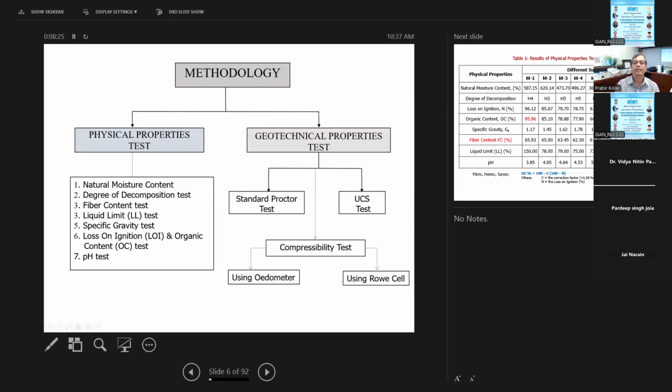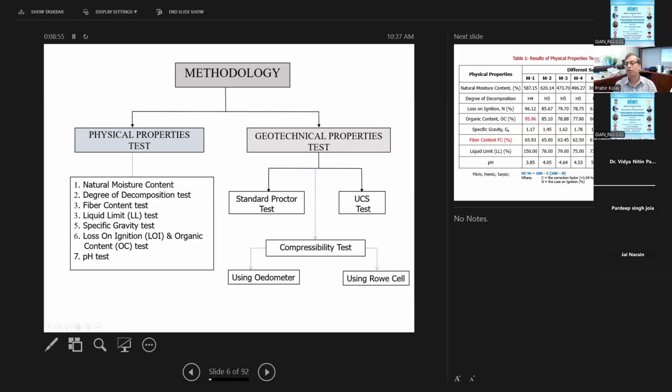Basically, physical tests and geotechnical property tests were conducted. Natural moisture content, and here it is a little different from normal soil: one is the degree of decomposition test and the other is the fiber content test. Generally, we don't do these for normal soil. We also do loss on ignition and organic content tests, and also the pH test. These are the different tests you generally need to do for organic soil or peat soil.